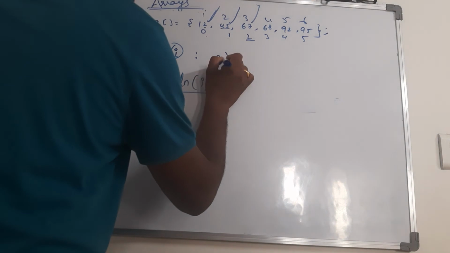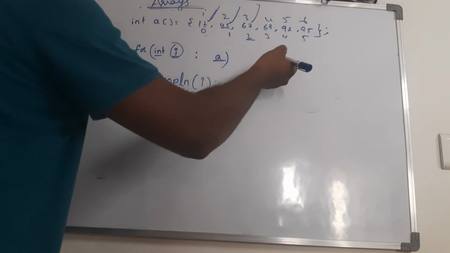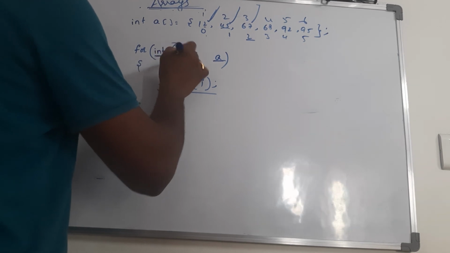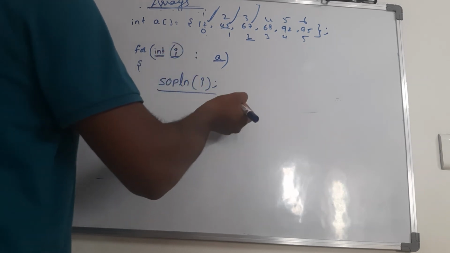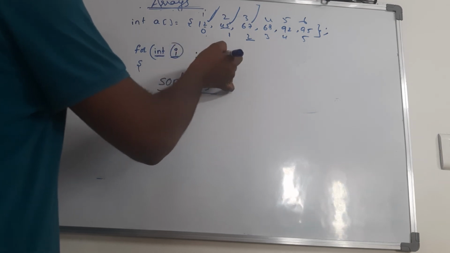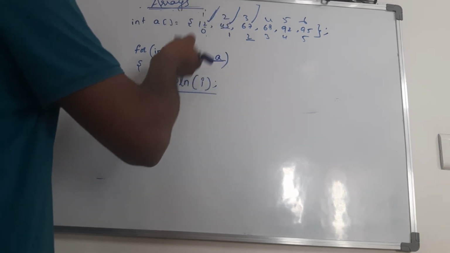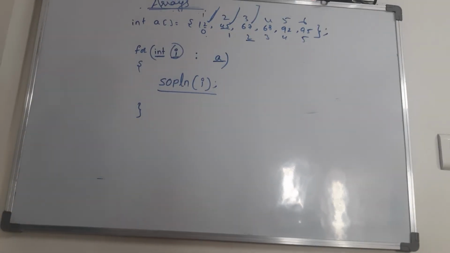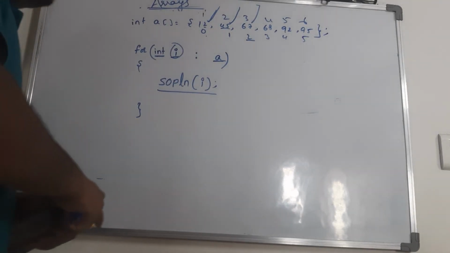This is an array variable, this is the array's data type, and that is a variable. In each iteration, first time it will consider the first value, next time the second value, and third time the third value. I will show you regarding this.